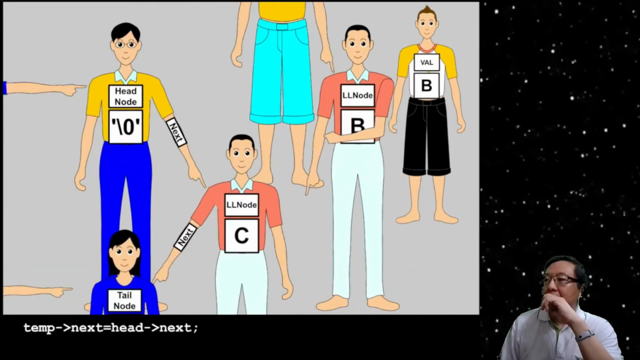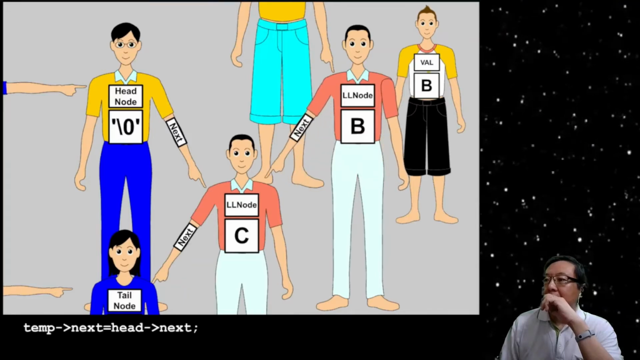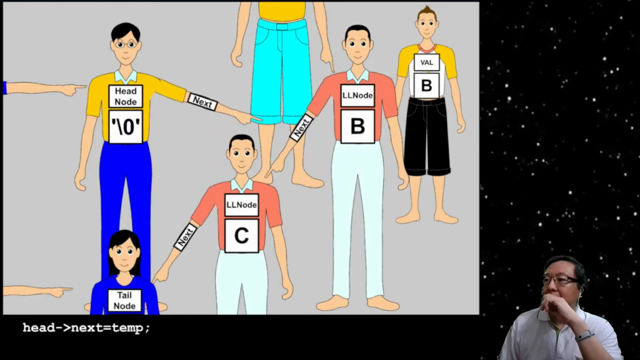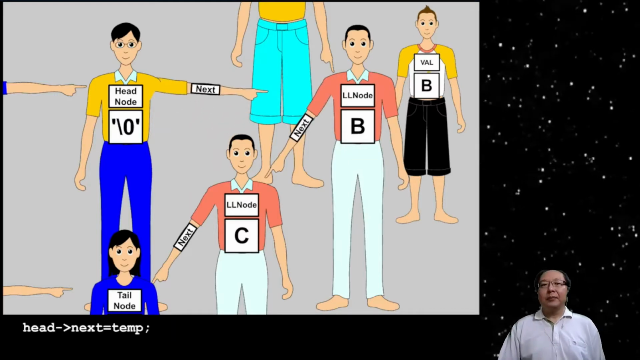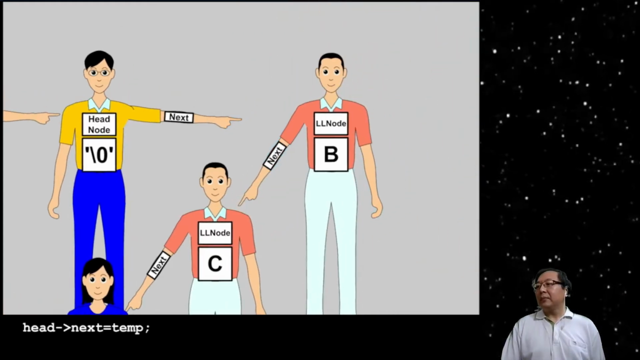Then we make temp arrow next point to where head arrow next is pointing to. Now make head arrow next point to the same place as temp, which is this new node with B in it. We have now completed the push and can return to main.